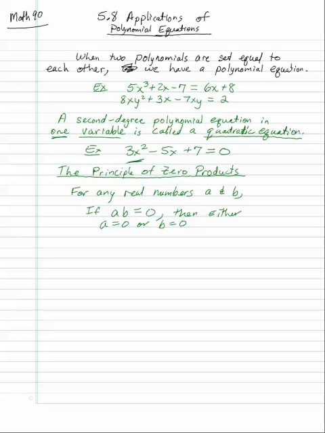And then vice versa, right? It's actually an if-then statement. If a is 0 or b is 0, then a times b has to be 0. So you can go the other direction too. I'm not going to write that down, but this is the one that we're going to be concerned with. Big idea.